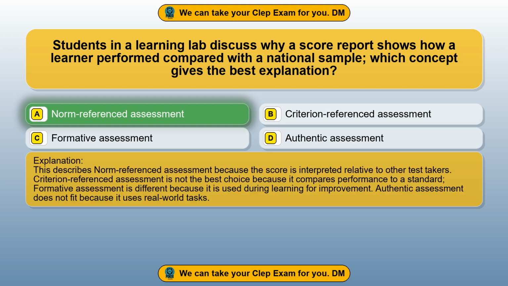This describes norm-referenced assessment because the score is interpreted relative to other test takers. Criterion-referenced assessment is not the best choice because it compares performance to a standard. Formative assessment is different because it is used during learning for improvement. Authentic assessment does not fit because it uses real-world tasks.